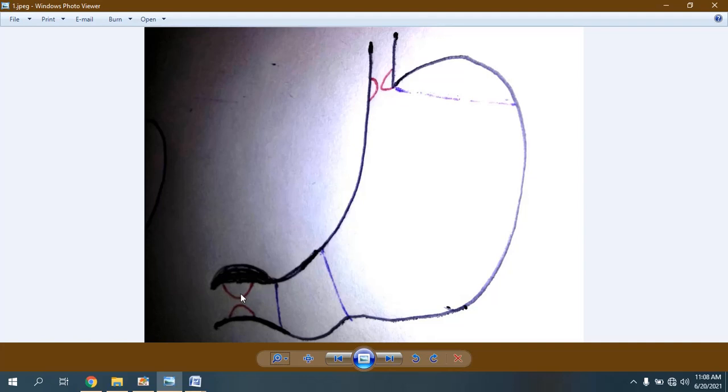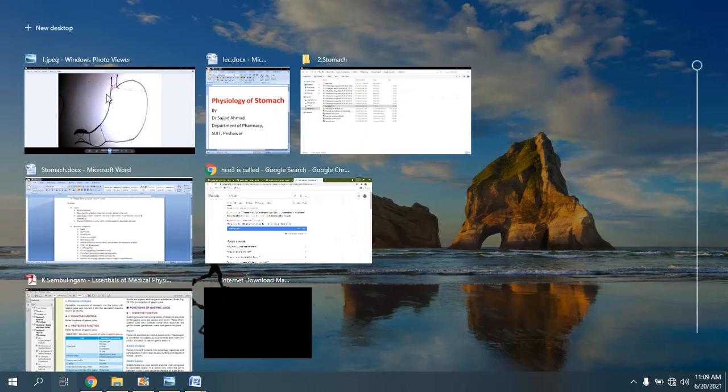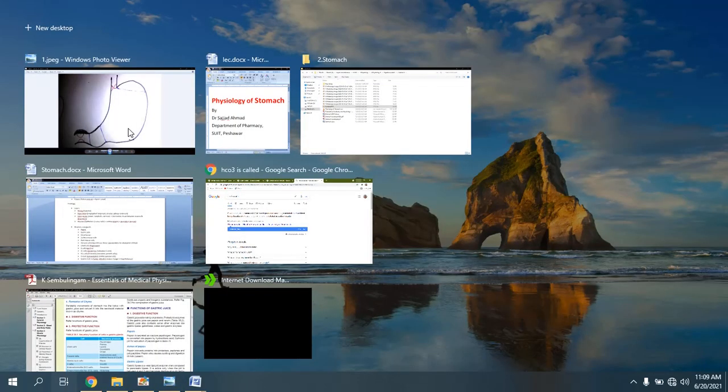This sphincter allows a very small amount of food to enter into the small intestine because the large amount of food which is present inside the stomach cannot be digested or absorbed at once inside the small intestine. That's why a very small amount of chyme, the converted food that is called chyme, gets entered into the small intestine occasionally after the opening of the pyloric sphincter.